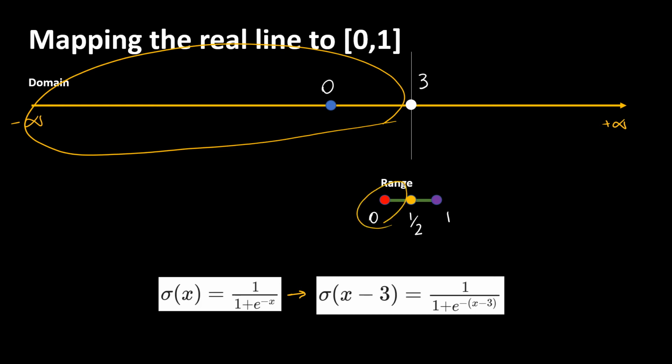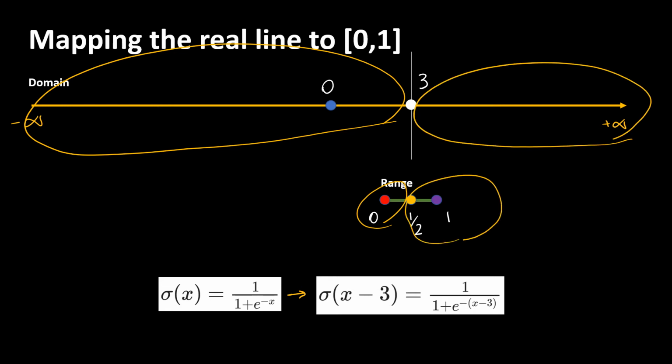And we are mapping everything greater than 3 here to something that is greater than 1/2 on the second half of the closed interval. In other words, we are partitioning the real line into two pieces, this piece and this piece, and we are mapping the first piece to the first piece of the closed interval and the second piece of the real line to the second piece of the closed interval.